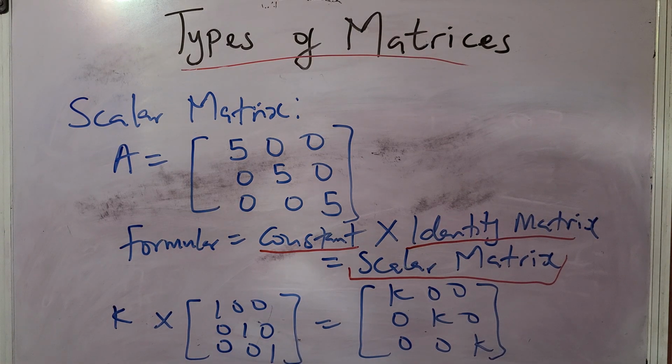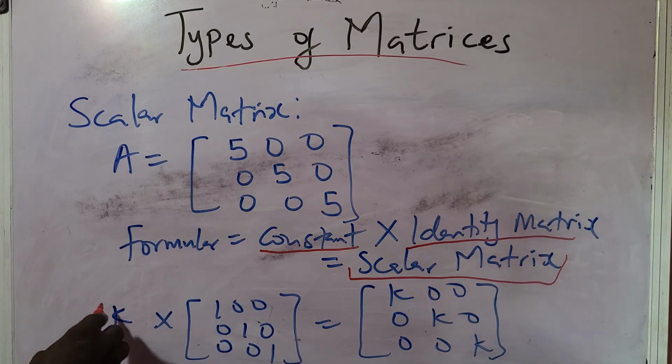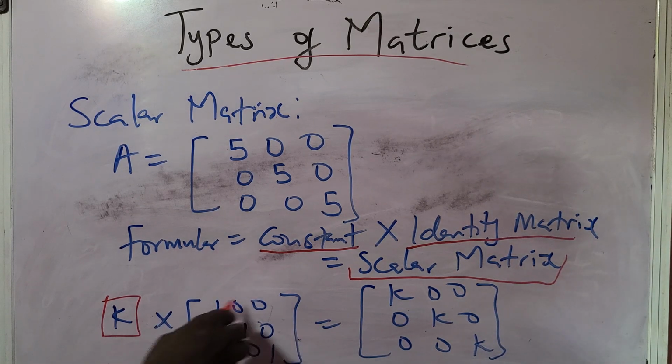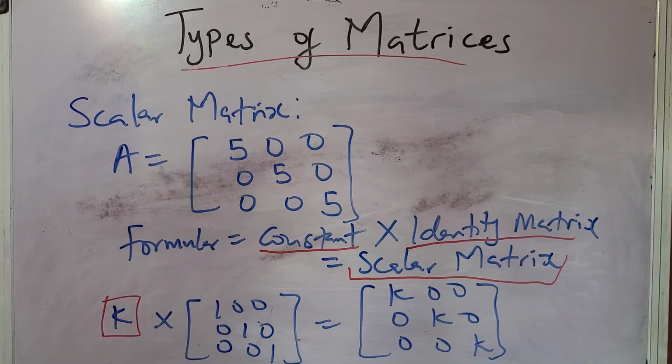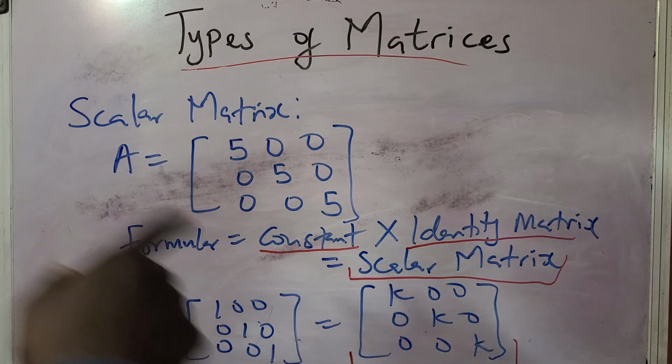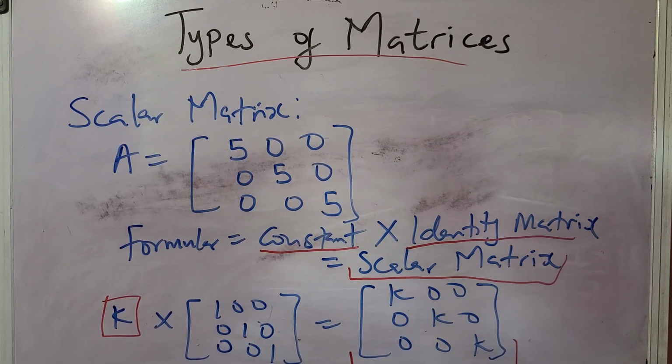For instance, let's take a scalar k multiplied by a 3 by 3 identity matrix. This is the resultant, so this is a scalar matrix right here. So any matrix you see in which the members of the leading diagonal are a constant value, it could be 5, it could be k, it could be any value, it could be y, it could be x, it could be 10, it could be 7, and every other element apart from those in the leading diagonal is equal to 0, we call that a scalar matrix.